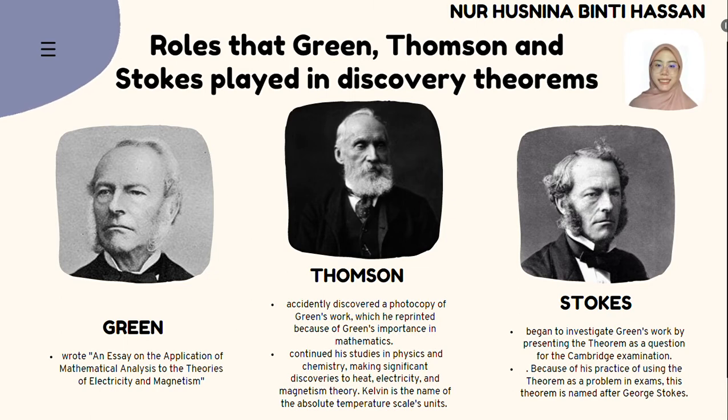It all began in 1823 when Green wrote an essay on the application of mathematical analysis to the theory of electricity and magnetism. It contains what is now known as Green's theorems. In 1845, William Thomson accidentally discovered a photocopy of Green's works, which he reprinted because of Green's importance in mathematics.